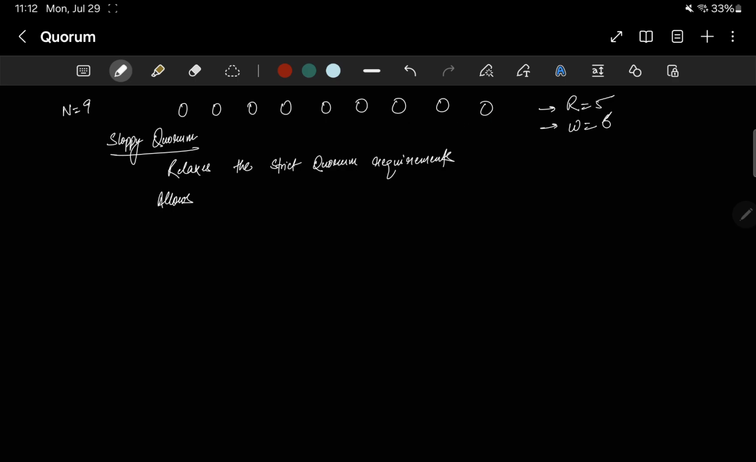For example, in traditional quorum there is no flexibility. You need to have at least 5 or at least 6. In both cases it's more than 50%. Here it's more than 60%, basically 66%, which is too much. And sloppy quorum allows for flexibility in the number of nodes needed for agreement, thus providing a more adaptive and fault tolerant approach.